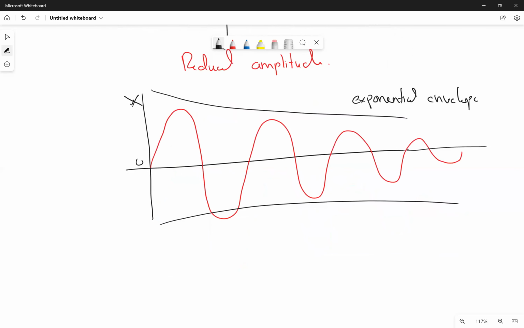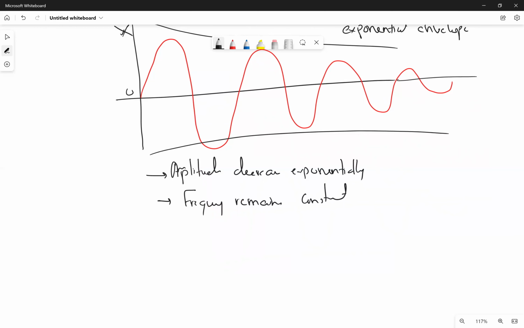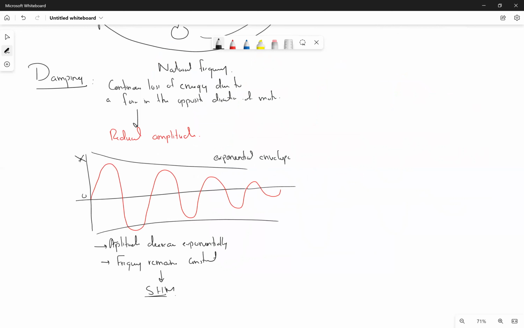So the characteristics of this graph: number one, amplitude decreases exponentially. Number two, frequency remains constant. And it is a simple harmonic motion. Constant frequency is a characteristic of simple harmonic motion. Remember. So this constant frequency here in this graph will once again testify to the simple harmonic motion.